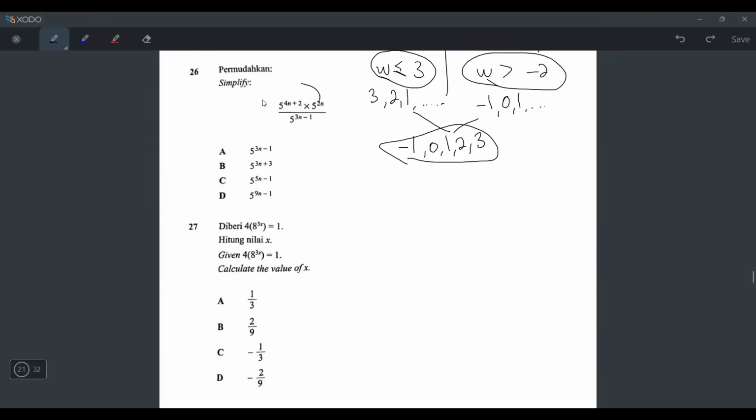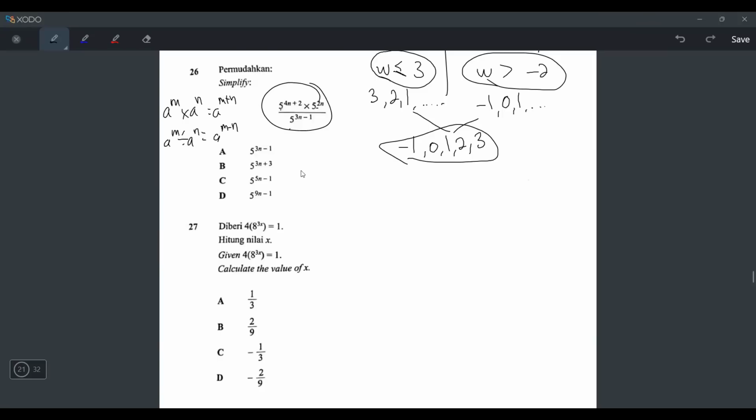Number 36, simplify this. Okay, you can see this base 5, base 5, base 5. Remember, if I give you A power m times A power n, if the base is same, the power, we will plus them together. But what if it is A power m divide A power n? Then if the base is same, the divide, then the power will minus. Okay. Only for times and divide, all right?